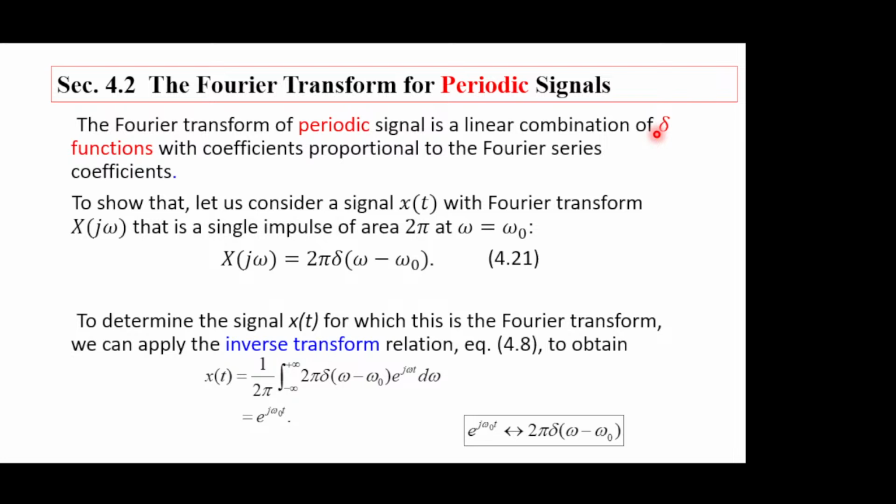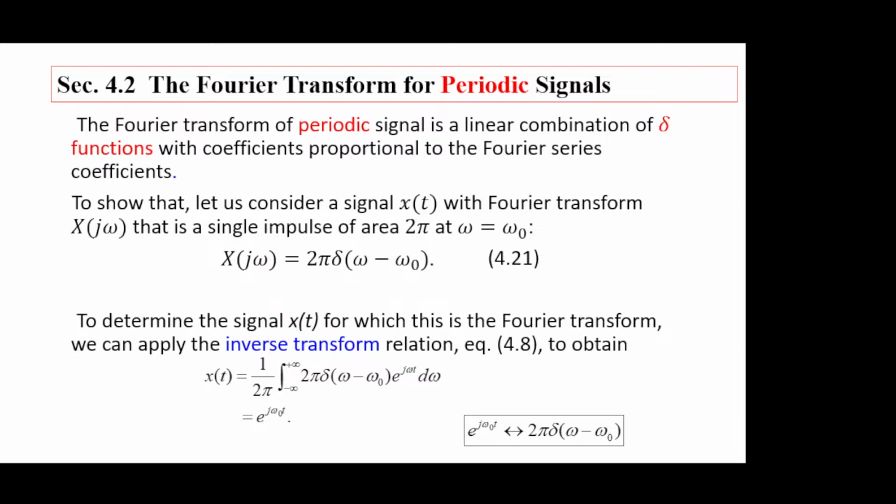So let's assume we have a periodic signal, and we consider its Fourier transform. The spectrum X of j omega will be a whole bunch of delta functions. Just think about what happens with our big X of j omega: it will be one single delta function at omega equal to omega naught. Because of normalization, we also multiply by 2 pi. So this is an impulse with area 2 pi at omega naught.